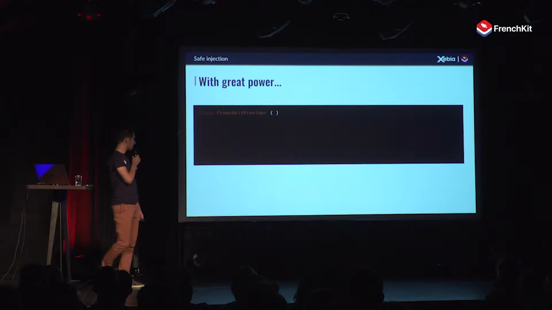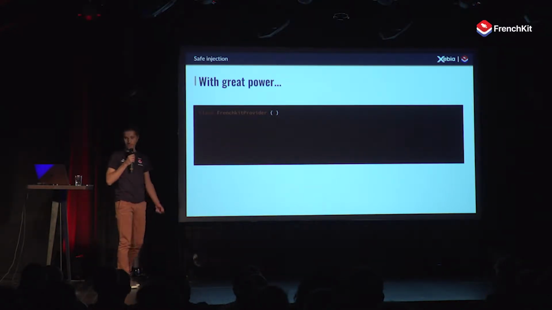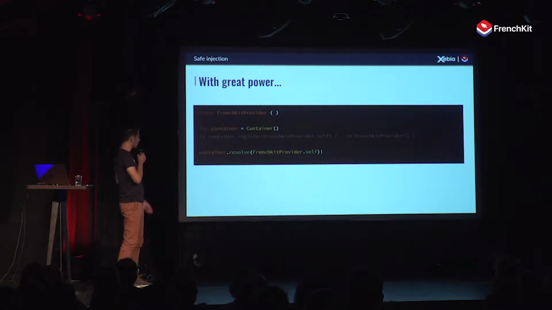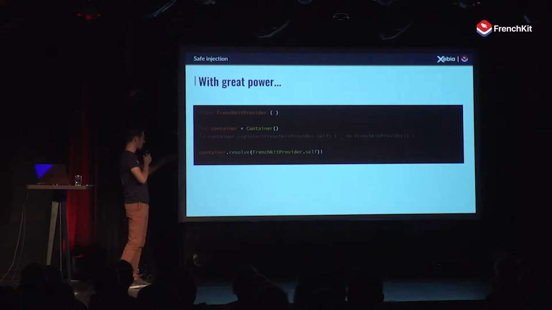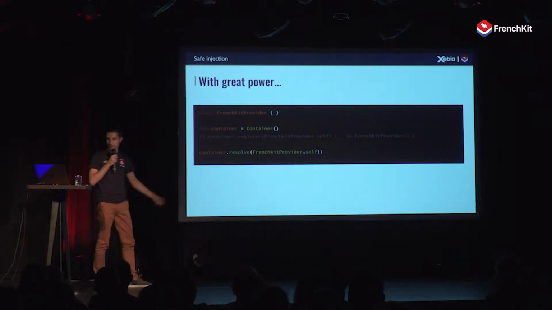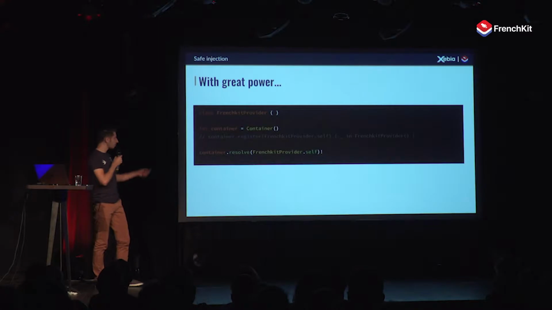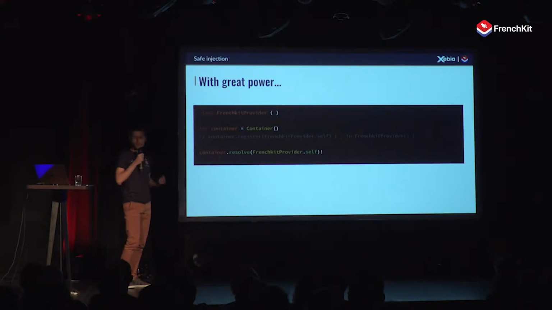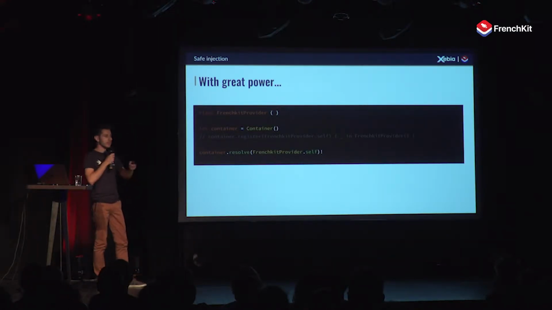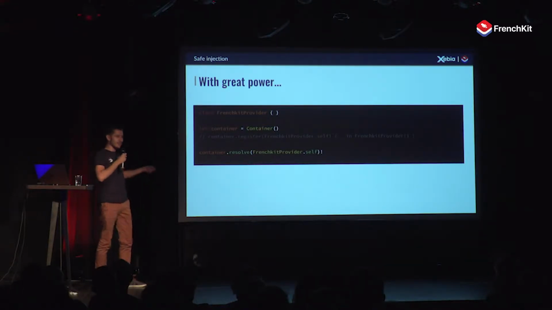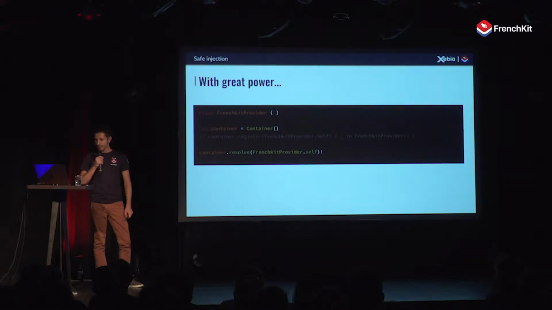So let's take a simple example with this class, and we want to inject it with Swinject. As Yoshi said, you create a container, you register it, and you resolve it later in your code. But let's say we forgot to register it. That happens to me all the time, because in reality you're going to create a class with a lot of code. You're going to make the resolve, and you're going to forget the register, of course.